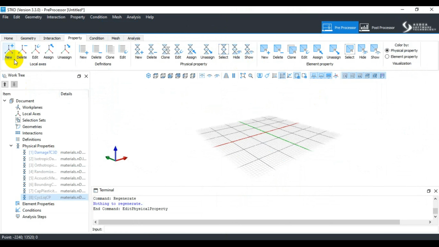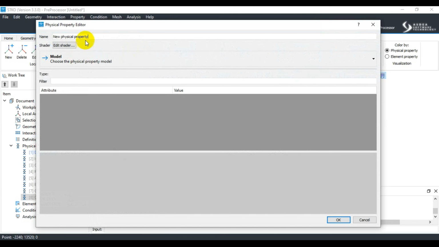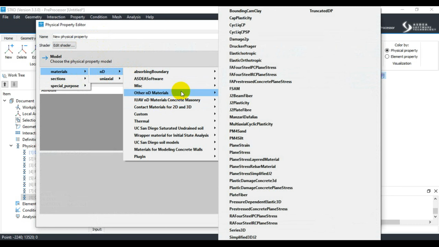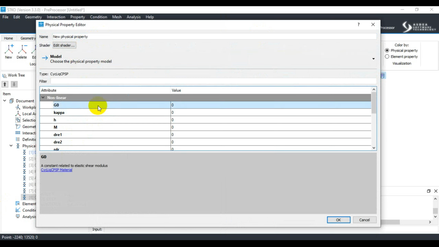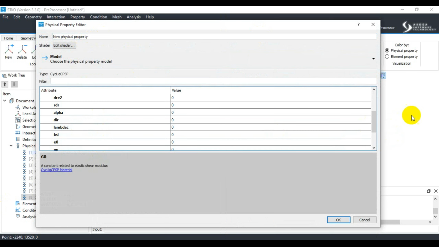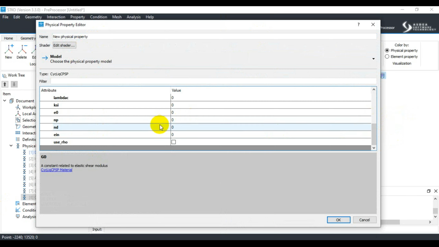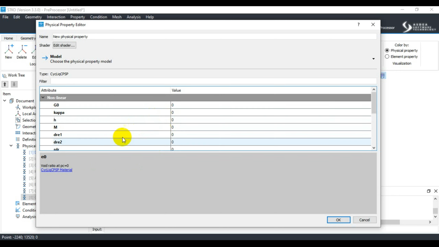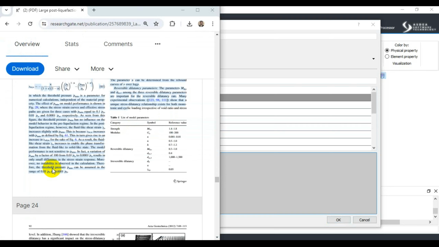So this is for the cyclic plasticity model, and we have another one, the material cyclic CPSP model. Again, the parameters are the same except some parameters. NP, INART, and all these parameters are required to be mentioned in this model.